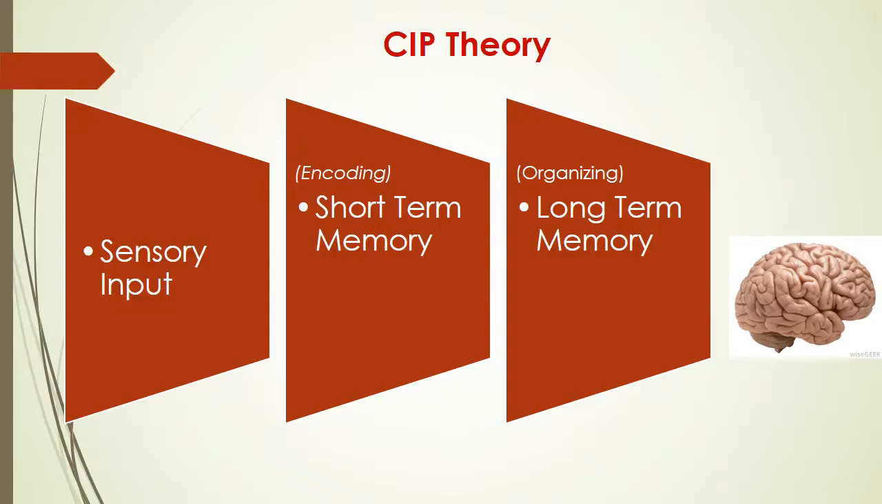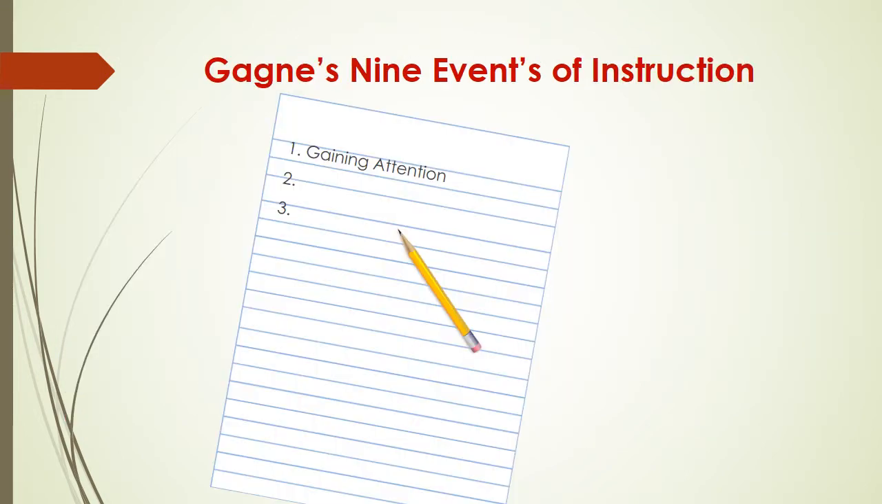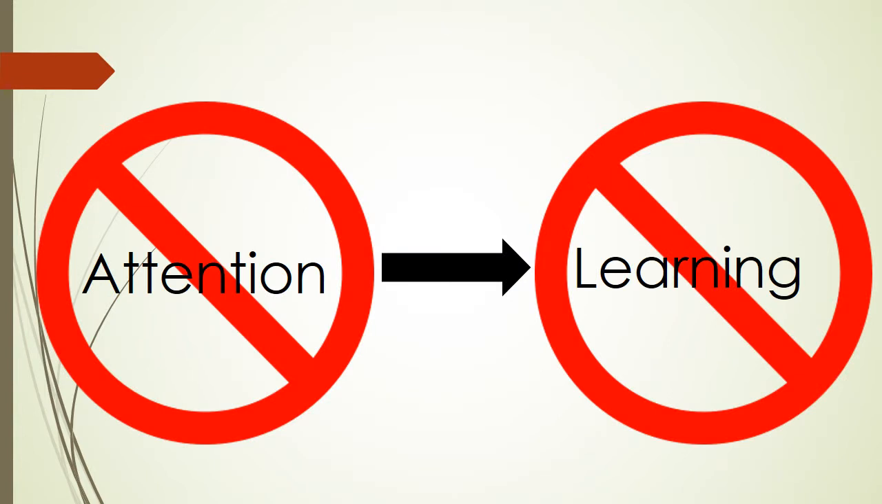So, to recap, according to CIP theorists, learning can be defined as receiving sensory information, passing it into short-term memory, encoding it into long-term memory, and anchoring it and organizing it so that it can be retrieved when needed. Gaining attention is the first of Gagne's 9 events of instruction. To learn anything, a person must first be paying attention.